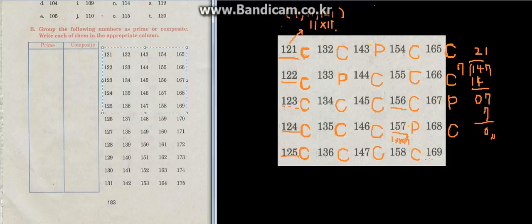Then another tricky problem, 169. So here this number equals 13 times 13. Yeah, maybe you don't know. So here it has totally 3 factors, right? 1 and 13 and 169. You will learn later on, not this time. So it has 3 factors, so it's composite number.